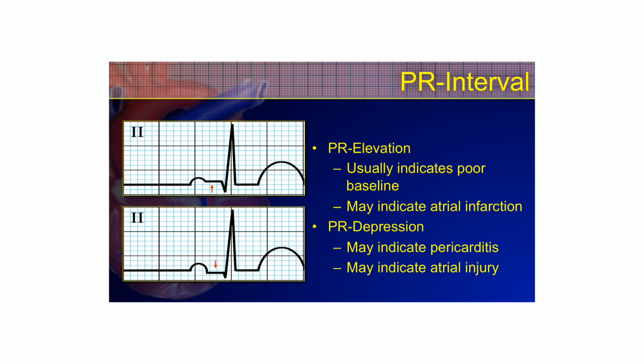Within the PR interval, you have what's called the PR segment. Segments are always lines that should be pretty flat. Intervals always include a complex or a wave. That's an easy way to remember that. So the PR segment actually begins at the end of the P wave and ends at the beginning of the QRS complex. And that PR segment could be elevated, and it could be depressed. And that could be a different sign of possible infarction or injury, right? If it's PR elevation, it's usually going to indicate something benign, like a poor baseline. However, it could indicate atrial infarction, so it could be bad.